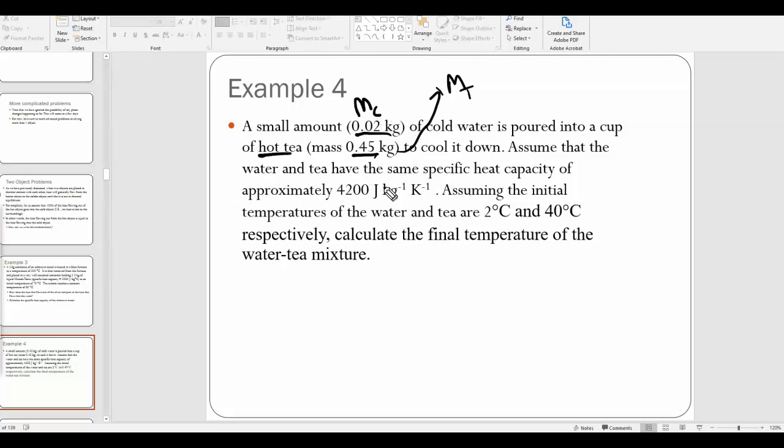Assume the water and tea have the same specific heat capacity of about 4,200, and assume the initial temperatures of the water and tea are 2 degrees and 40 degrees respectively. We're asked to find the final temperature of the water-tea mixture. Okay, so this is going to be Ti for the cold water, so TiC, and this is going to be TiT for the initial temperature of the tea. All right, so what I want you to try to do is example 4 on your own, calculate the final temperature of the water-tea mixture.